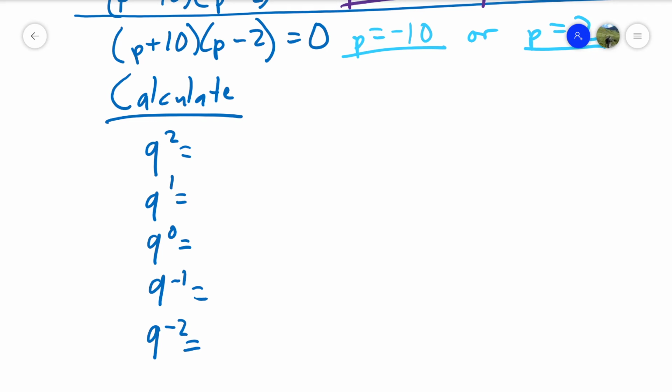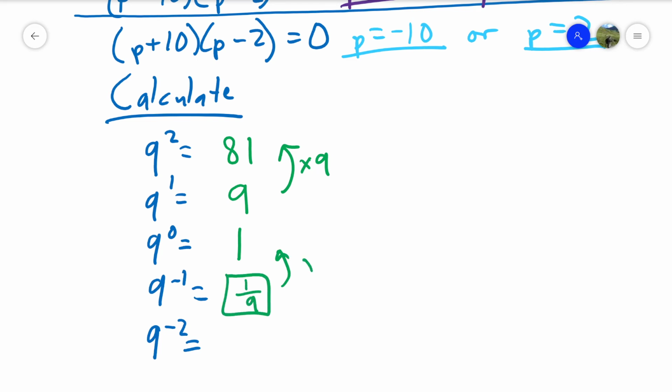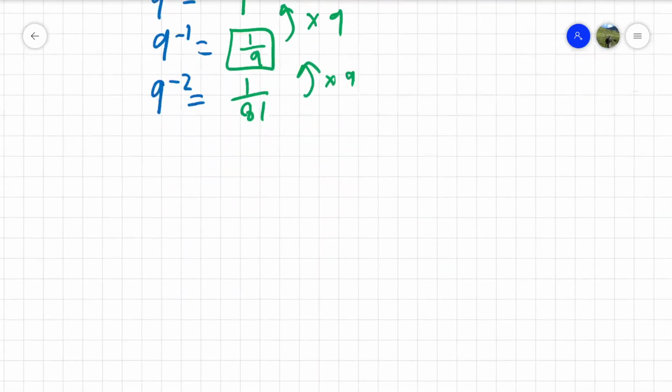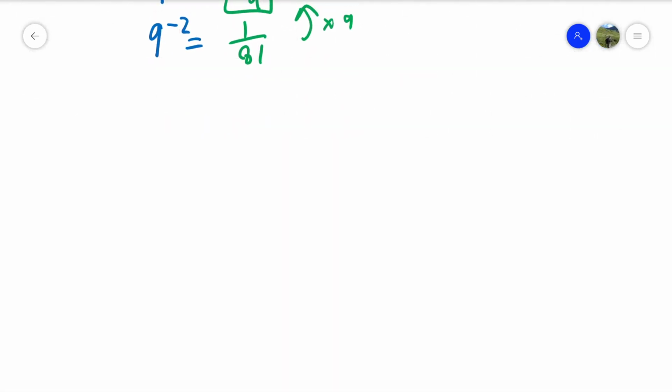This one is, oh, I've got to get it right, 81, 9. Remember the pattern. So I'm going to do the pattern the other way. You times by 9. This is what I call the times table. What do you times by 9 to get 9? 1. What do you times by 9 to get 1? What would go here? 1/9, because times 9. And then this one would be 1 over 81. And there's lots of other ways of thinking about these powers, which we'll address later and are addressed in some other videos.